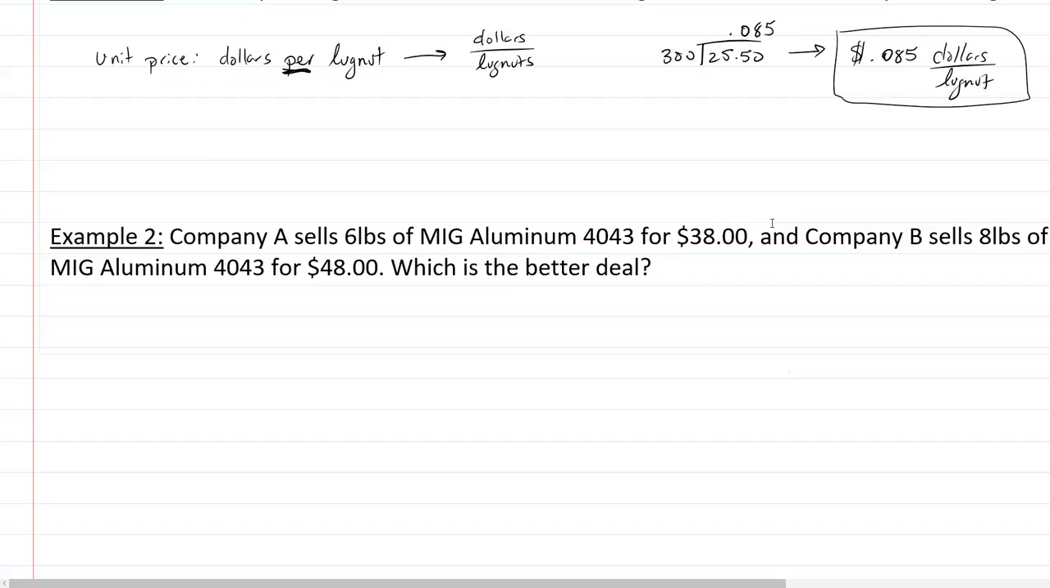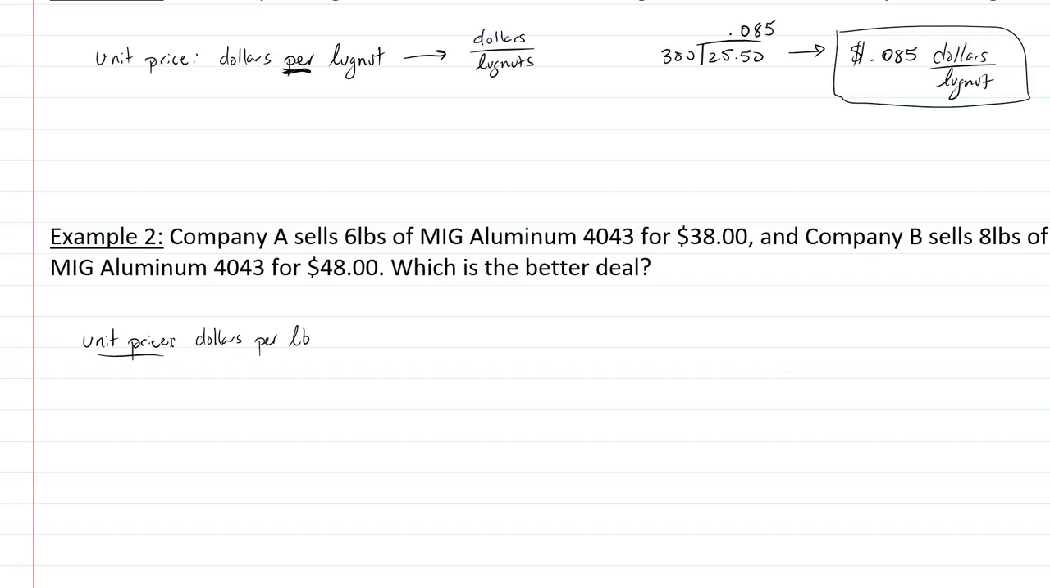Example 2. Company A sells 6 pounds of MIG aluminum 4043 for $38, and Company B sells 8 pounds of MIG aluminum 4043 for $48. Which is the better deal? So we have to find the unit price for each. And the unit price is going to be dollars per pound. So remember, per means divide, so this translates to dollars over pounds.